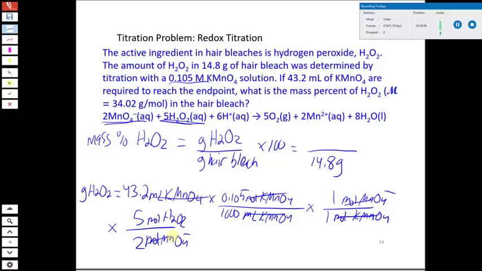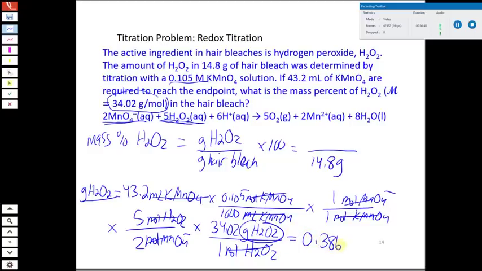So now we have moles of hydrogen peroxide, and once we have moles of a substance, how do we find mass? Our old friend, our old favorite. Moles to mass, we're going to use molar mass. So we're told here that the molar mass of H2O2 is 34.02, so we multiply that, 34.02 grams of H2O2 divided by 1 mole of H2O2, per 1 mole of H2O2. Okay? So moles cancel out, that gives us grams of H2O2, which is what we're looking for, so we stop there and find that we have in the solution 0.386 grams.